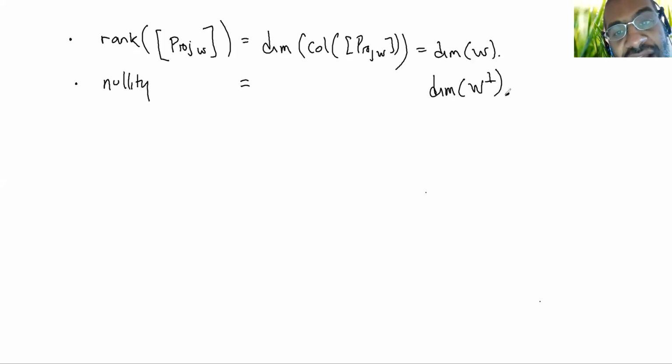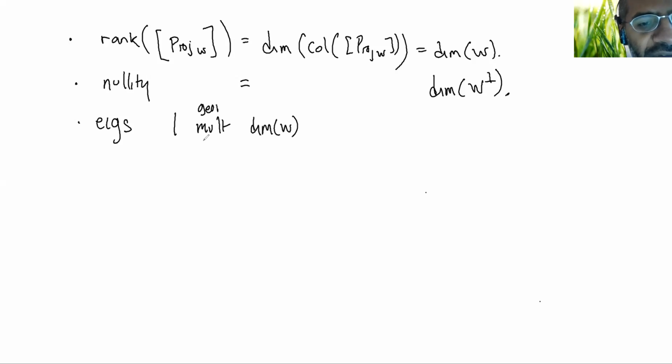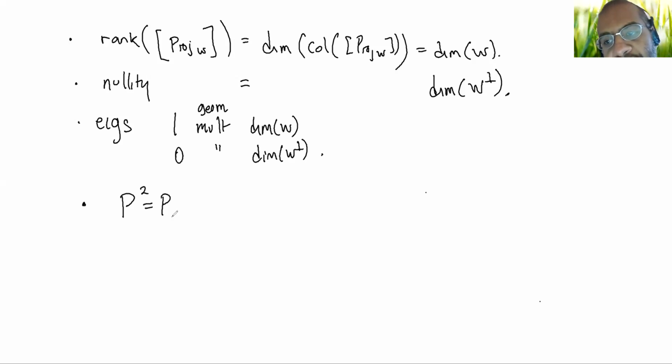And actually, all the eigenvalues are 0 or 1. You can check this. I said this last time. The eigenvalues are 1 with multiplicity dimension of W, geometric multiplicity, and 0 with multiplicity dimension of W perp. Okay, and another way that people often describe projection matrices is if P is a projection matrix, then P squared equals P. Nullity means dimension of null space. Okay. So those are called projection matrices.